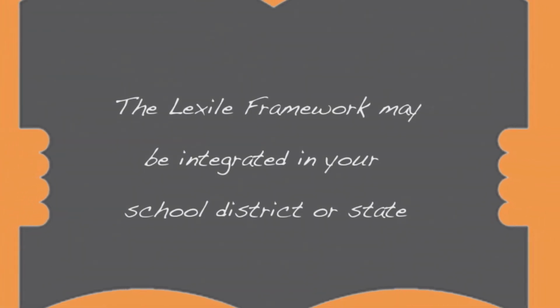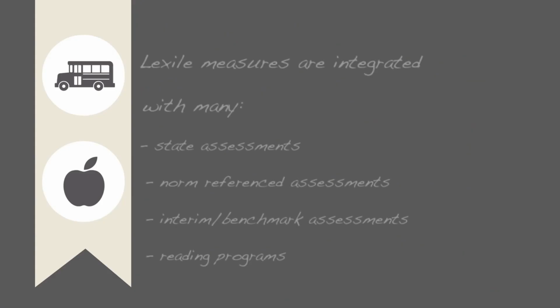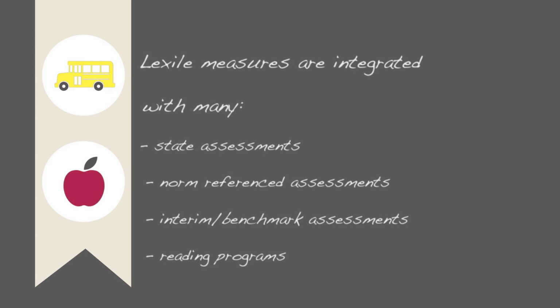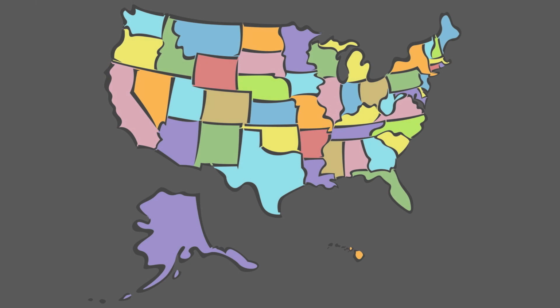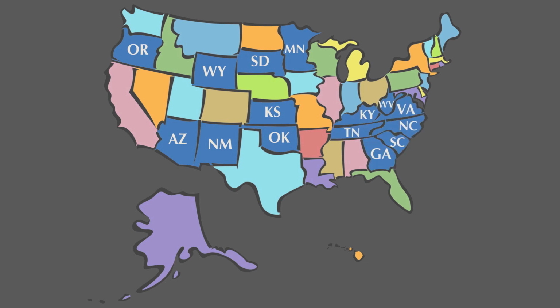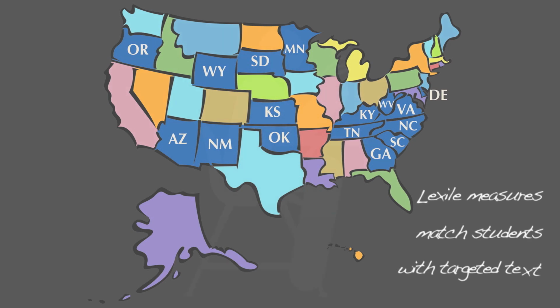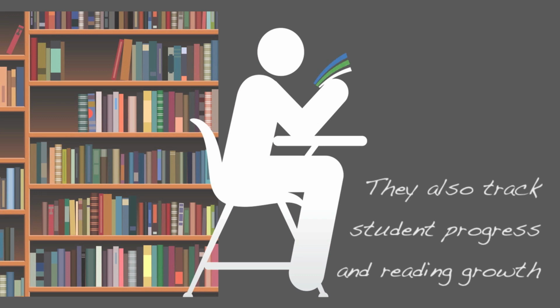The Lexile Framework may already be integrated in some manner in your school district or state. It is linked to a large number of state assessments, norm-referenced assessments, interim benchmark assessments, and many reading programs. In fact, you may already be receiving Lexile measures for your students. The states listed here currently report Lexile measures on their end of grade or end of course state assessments, and many more are to follow over the next year. Many individual school districts and schools are using Lexile measures to match students to targeted text and then to track student progress and reading growth.